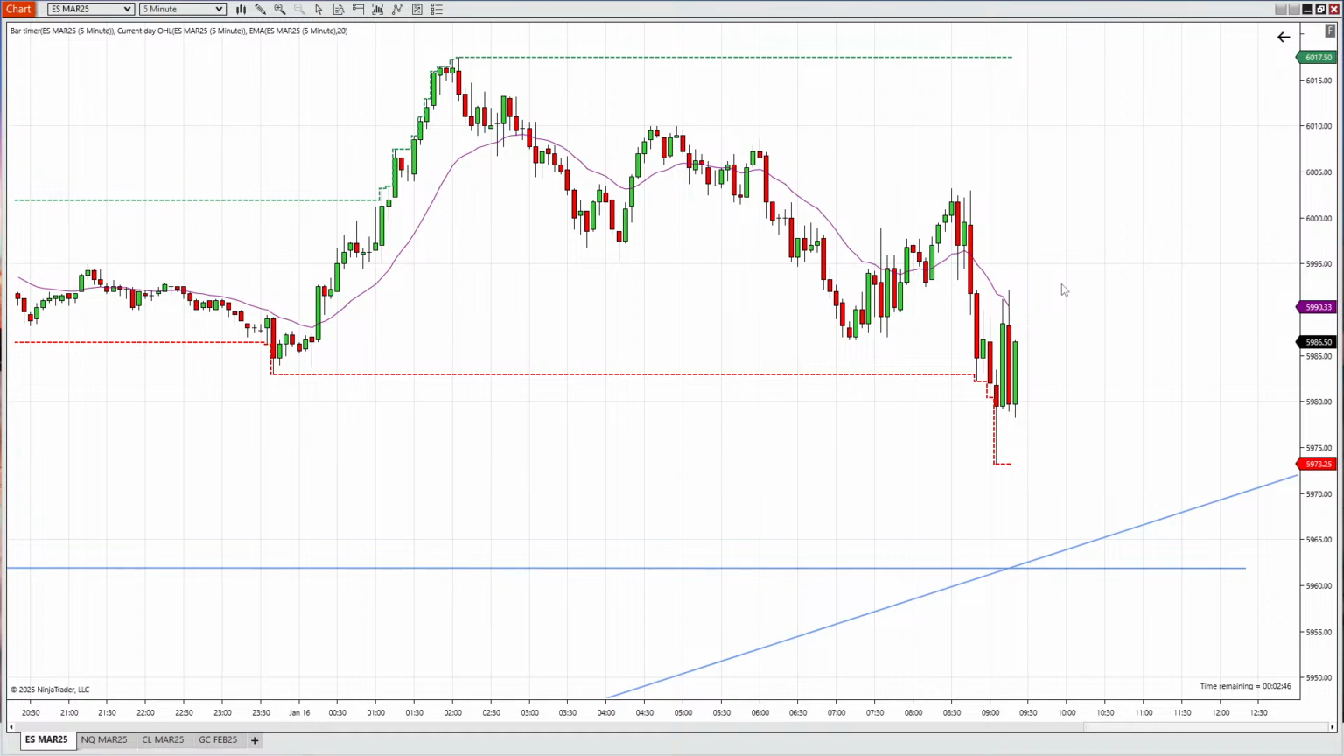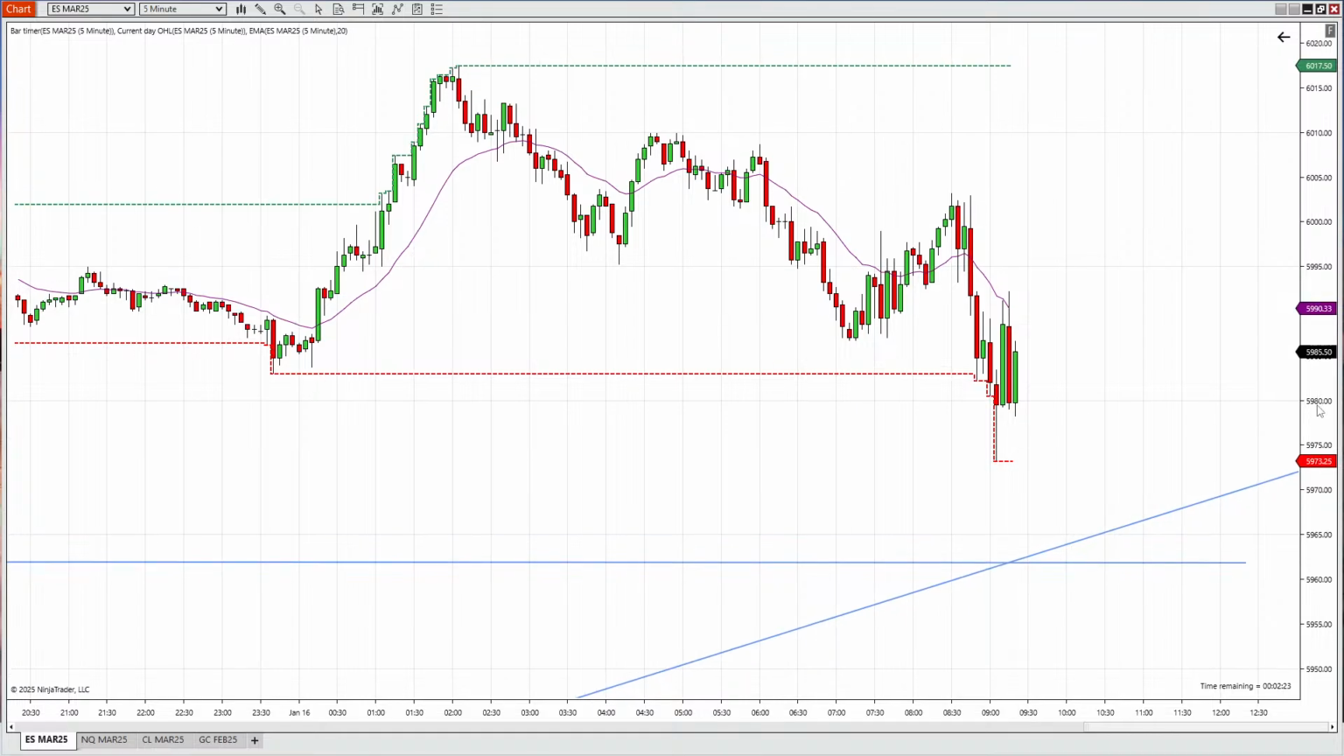Okay. Less than 3 minutes left here. Got to start thinking about this being a signal bar. How much risk is there? 13 3/4 risk, points of risk in the moment here.